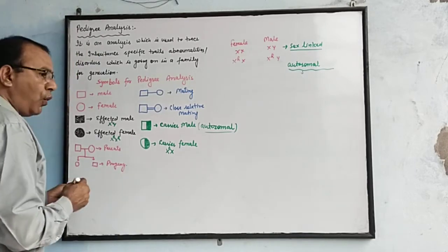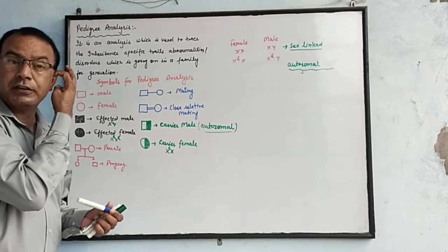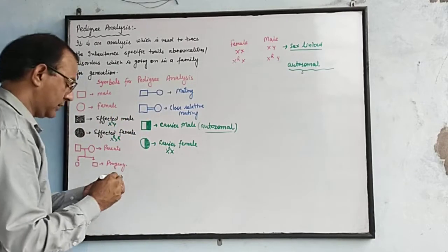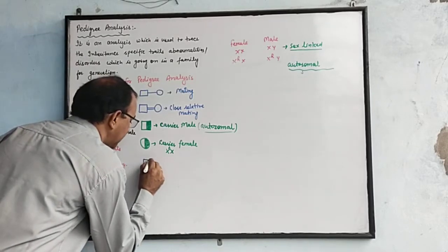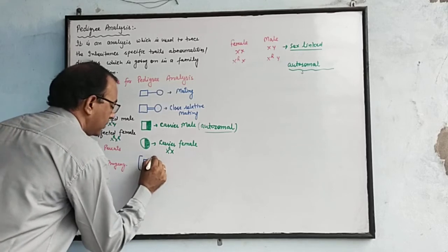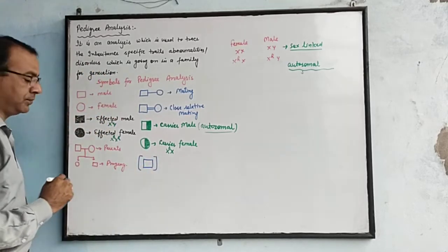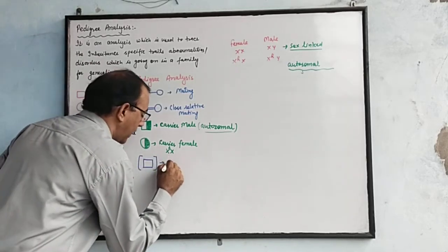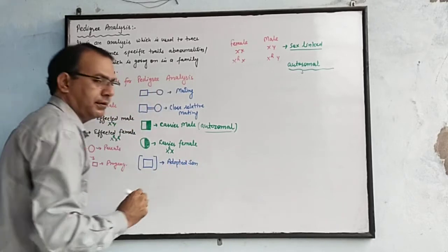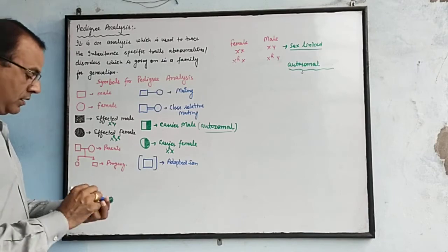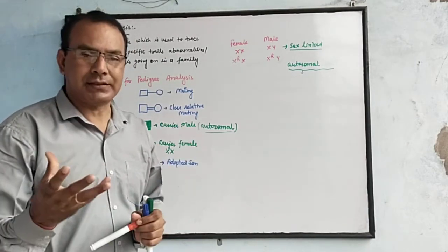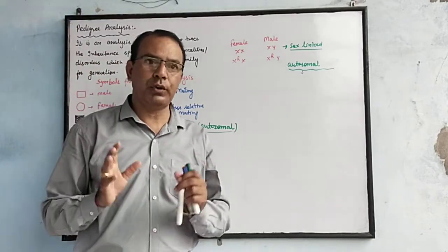Clear? Then how can we represent an adopted son? A son is adopted. Then how can we represent the son? Son means male, and a male is represented by a square. And the square is bracketed. This is the symbol for an adopted son. Clear?